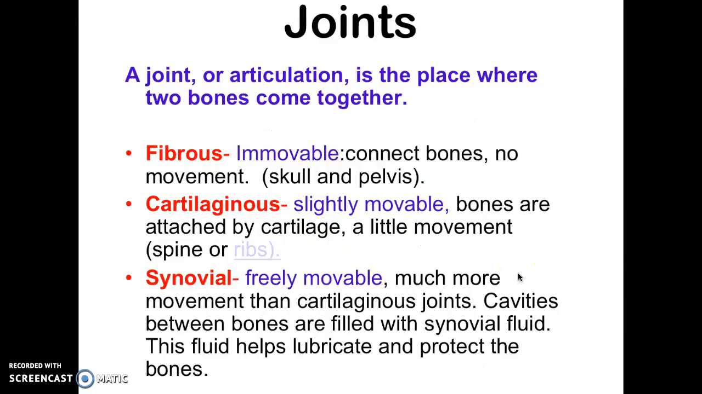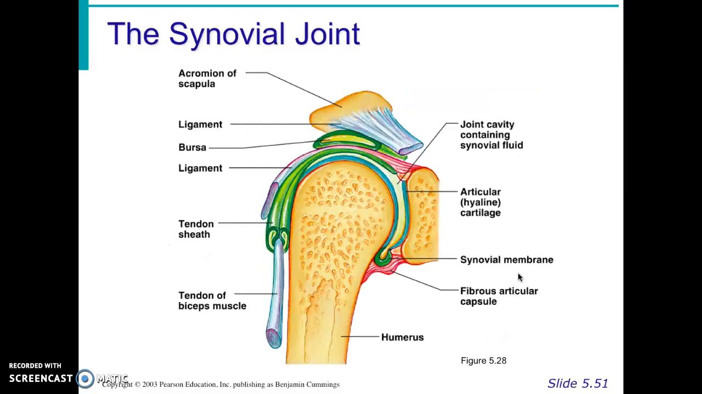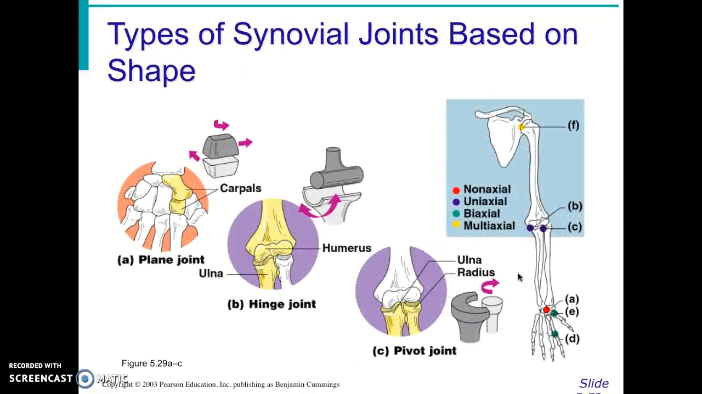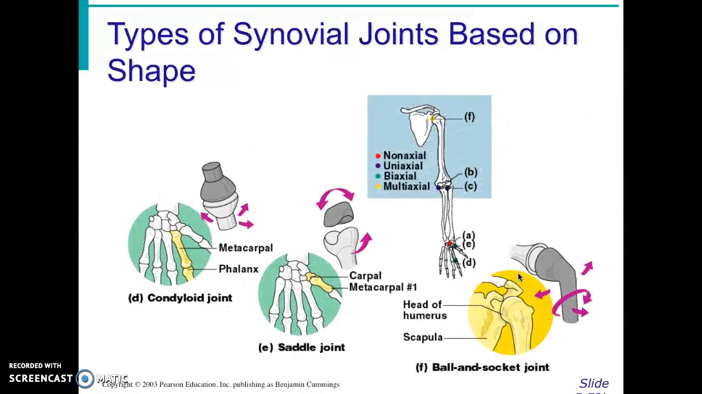A joint or articulation is the place where 2 bones come together. Then here are the 3 different joints: immovable, slightly movable, and freely movable. One example of the synovial joint would be your shoulder. And then here are the different types.